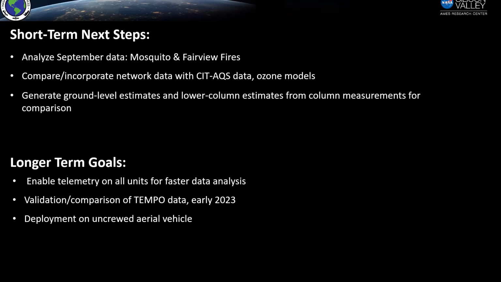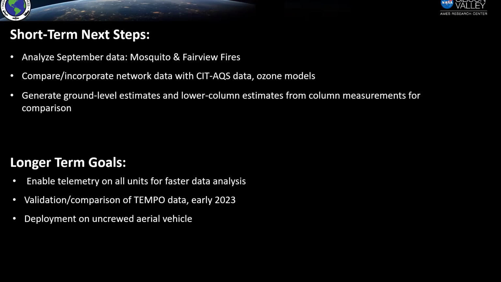And for our longer term goals, like I mentioned, with our INSTEP monitors having the SD card, we are looking to move towards telemetry. That way we can know right away if a sensor goes offline and aren't waiting until I drive out there to pull data to find that out. This would also enable us to do faster data analysis if we could just pull it without having to travel everywhere to get data.